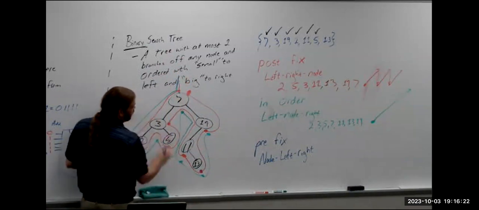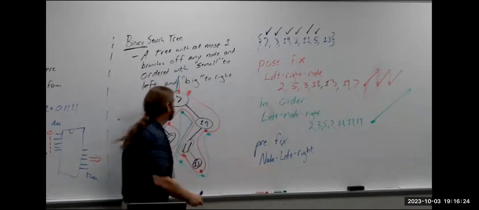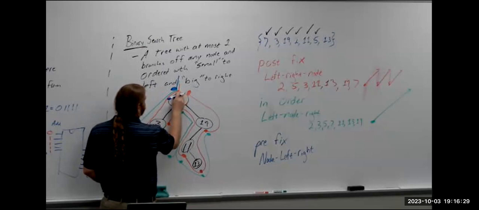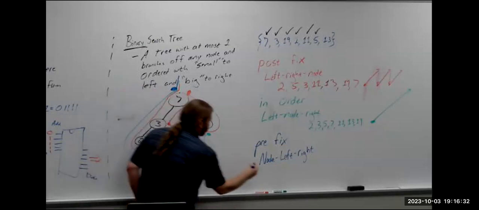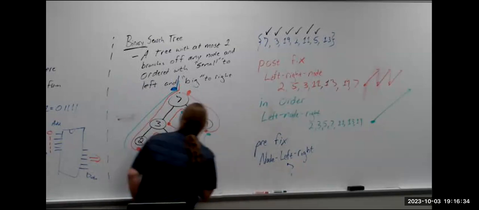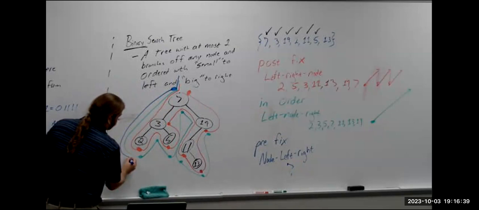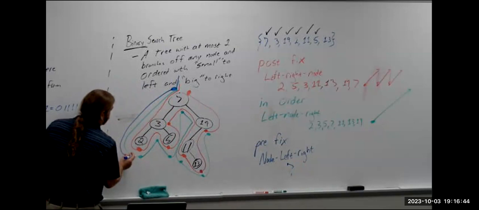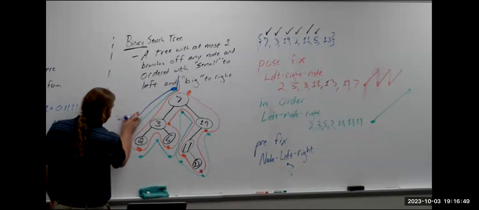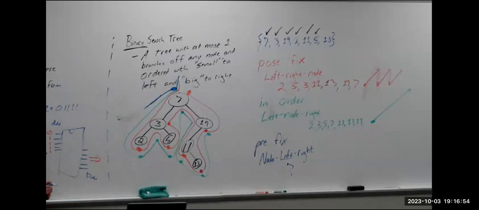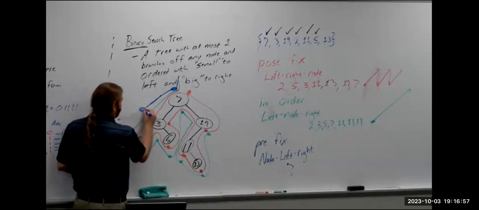We come to our root. We want to do our node first. Well, our root is a node, so we'll grab that. Probably shouldn't have a big red dot there. So we grab the 7. Then we go to the left as far as we can. No, we start going left and then we grab nodes. Here's a node, we need to grab it on the way. So we grab that 3.